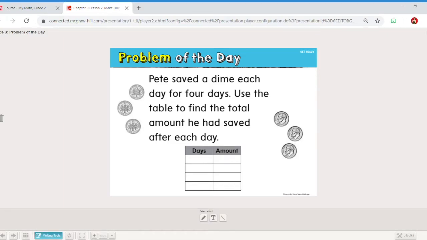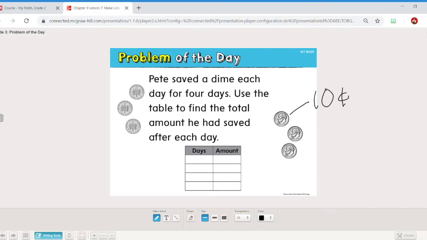It says Pete saved a dime each day for 4 days. Use the table to find the total amount he saved after each day. Well, this is similar to what we were doing yesterday with the word problems by making a table. So a dime is worth 10 cents. So it looks like we're combining all the information we know. He saved a dime each day for 4 days.